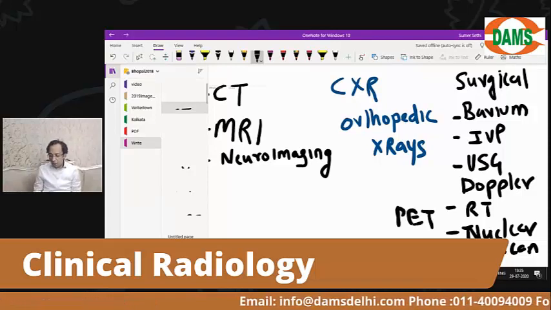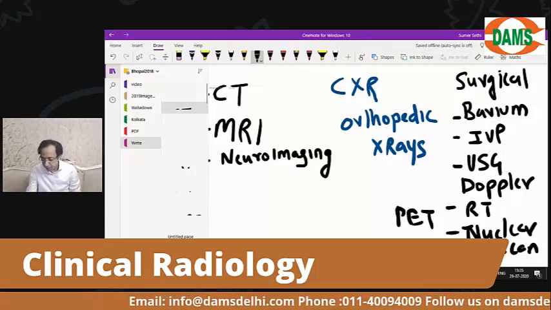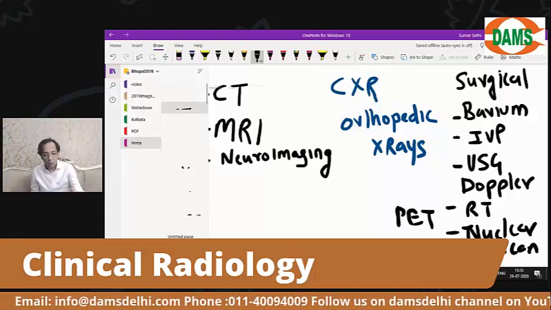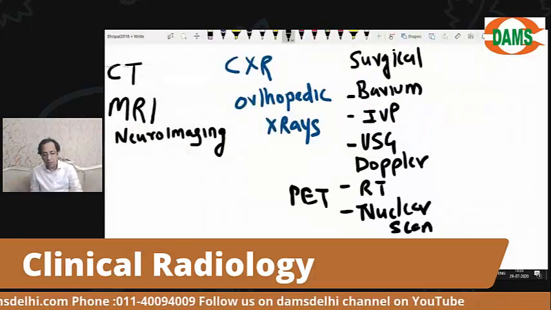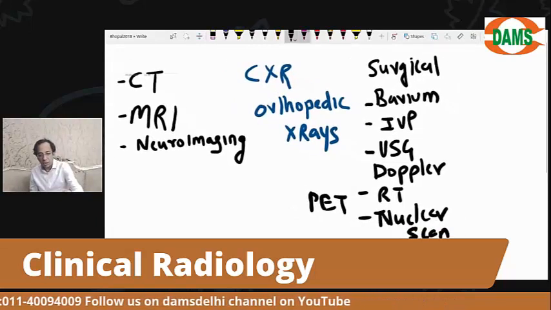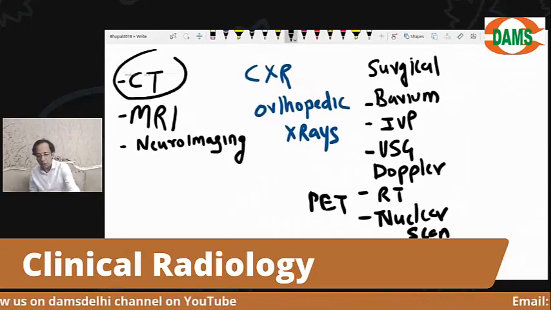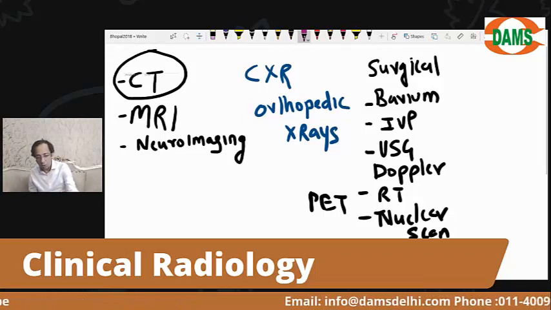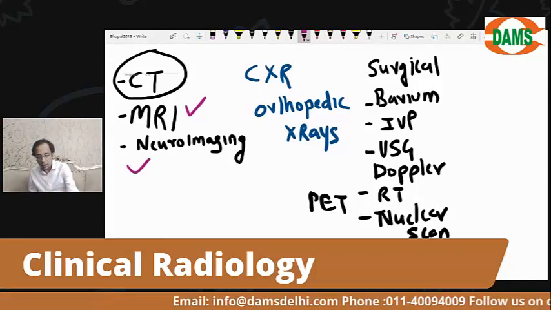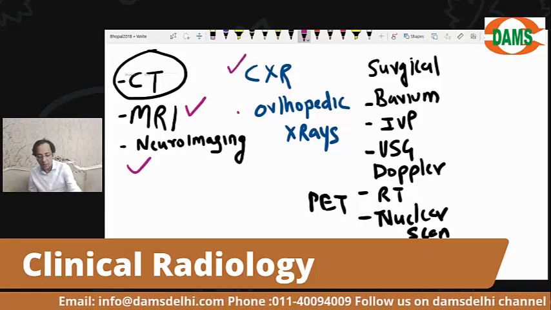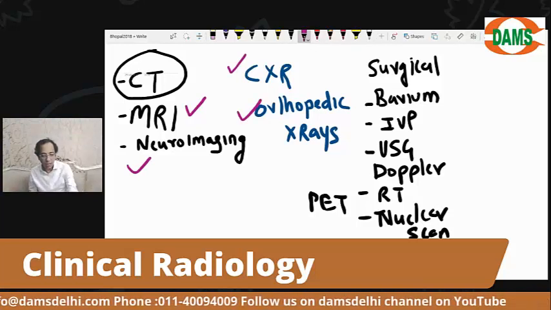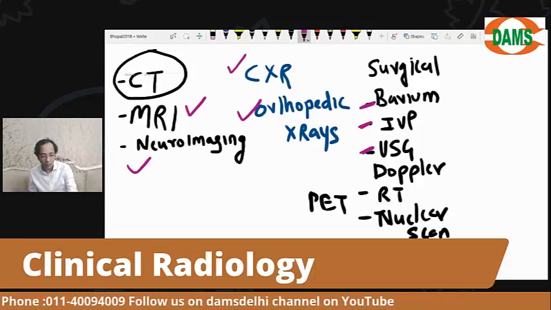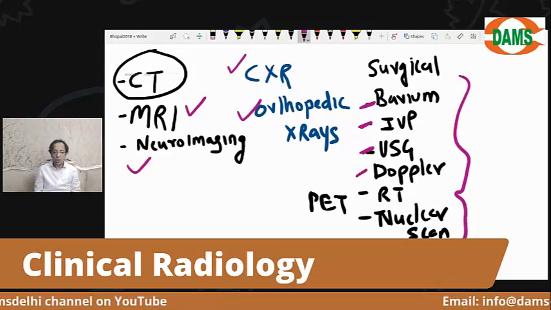So broadly, the class will be divided into these two parts. We will start with CT scan. This is the topic that we will do today. Then we will go on to MRI, then brain diseases, then chest X-ray, then orthopedic X-rays. Gradually, we will go on to barium, IVP, ultrasound, Dopplers, PET scan, radiotherapy, nuclear scan.